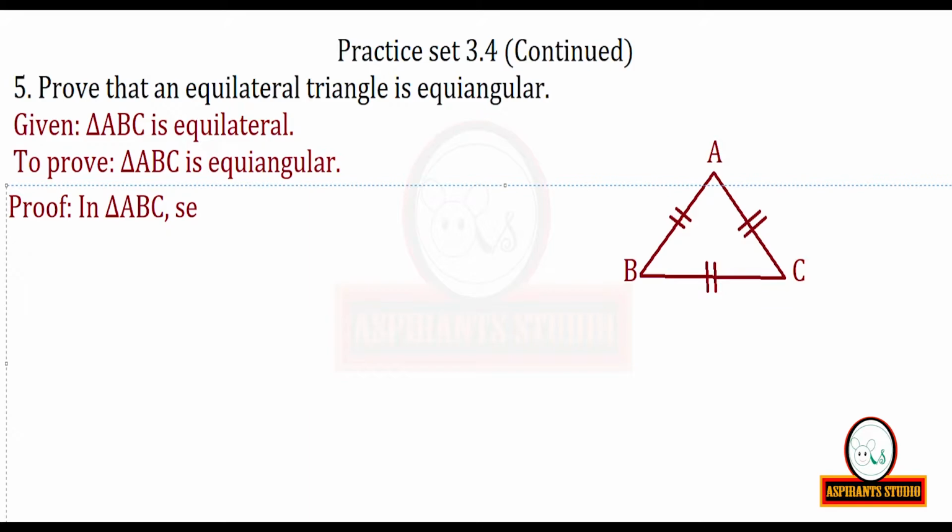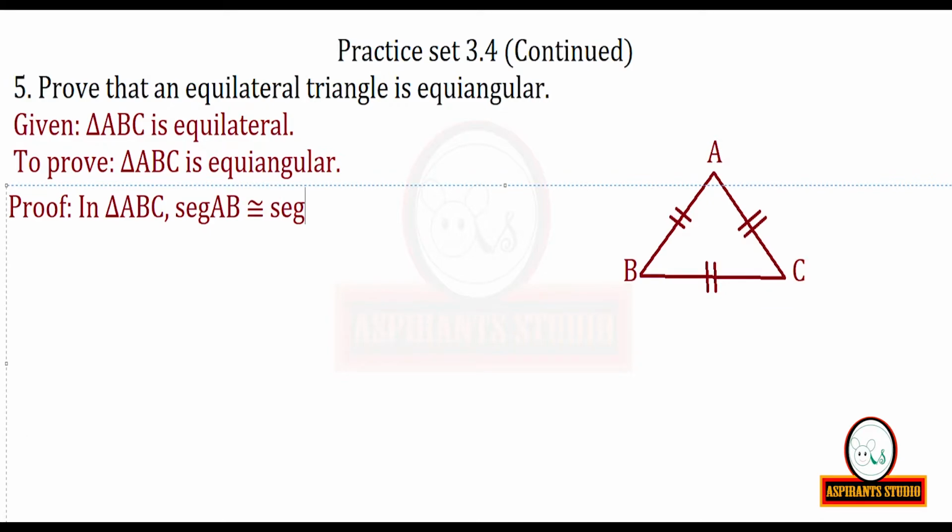What you have to prove? You have to prove triangle ABC is equiangular. That means you have to prove angle ABC is congruent to angle ACB is congruent to angle BAC. Then only triangle ABC will become an equiangular triangle.